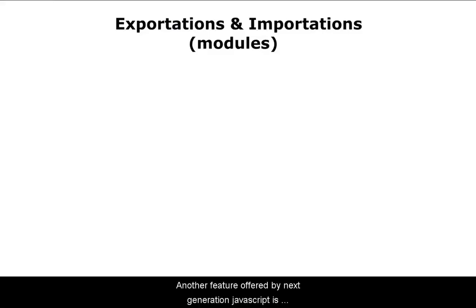Another feature offered by next-generation JavaScript is the ability to write modular code so that the JavaScript code can be split into several files. Of course, we can already split our code into several files, we just need to import them in the right order into our HTML files. The idea behind the export and import statements and the so-called modules is that in one JavaScript file we can import the content of another file so that the JavaScript files themselves know their dependencies. It's supposed to look like this.